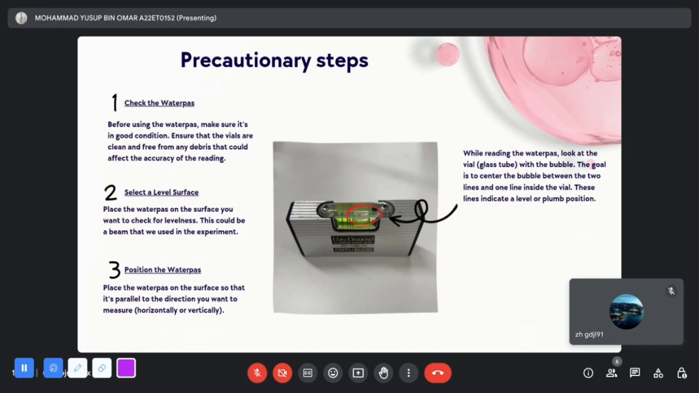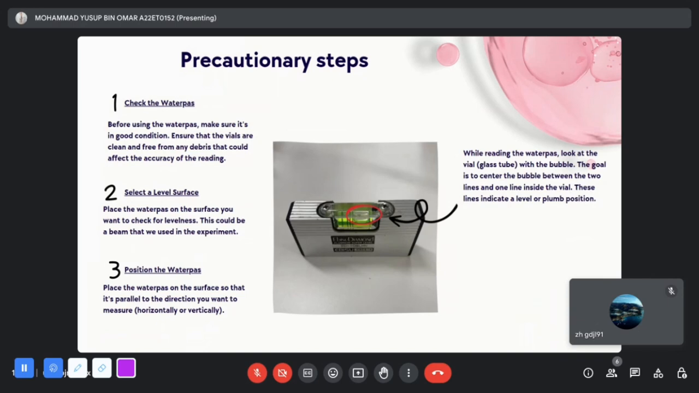Second, we need to select a level surface, where we place the water pass on the surface that we want to check for levelness. This could be a beam that we use in the experiment. Third is to position the water pass: we place it on the surface so that it is parallel to the direction that we want to measure.